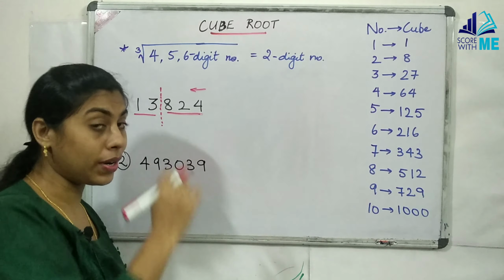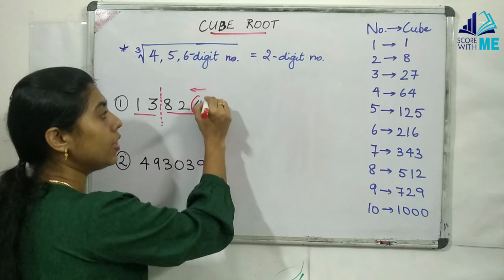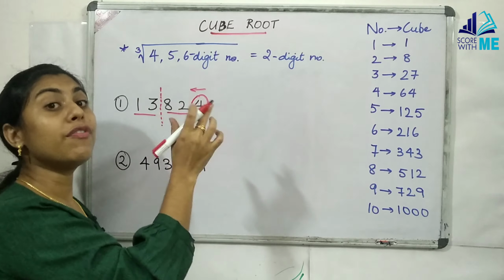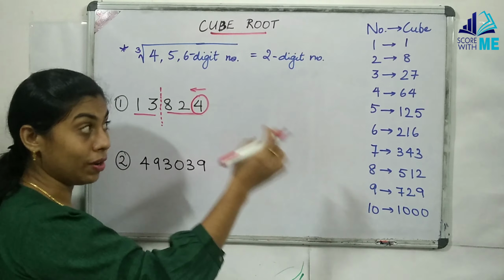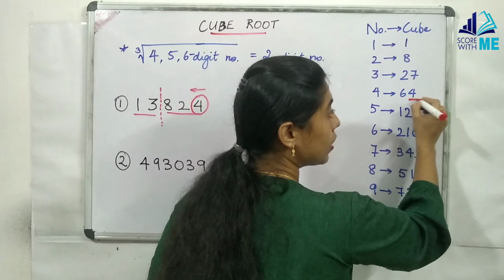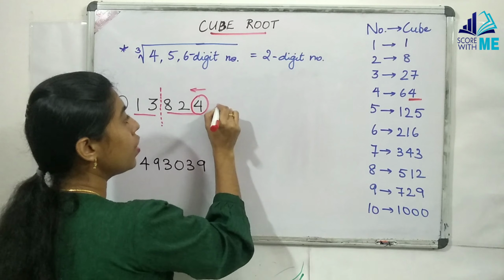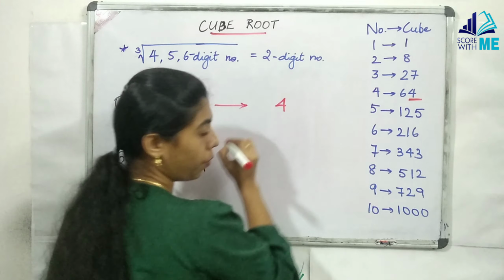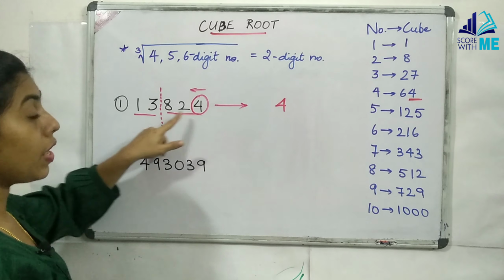Now just as we did in square roots, what should we do? We just need to consider the units place of the last group. Here we have 4. So if a number has 4 in its cube, then its cube root will be ending in 4. So directly you can come up with the answer, your units place will be 4. That's it.